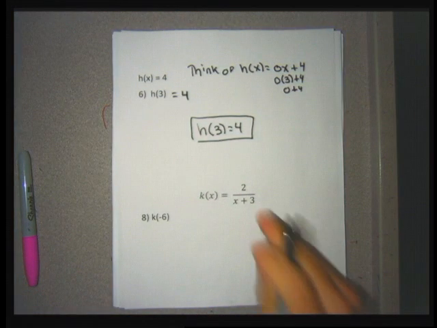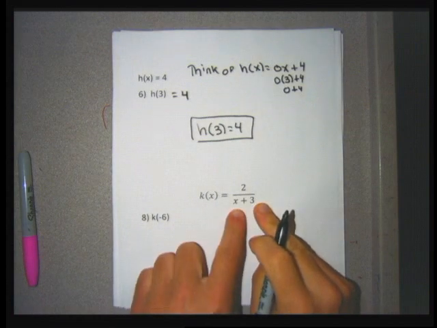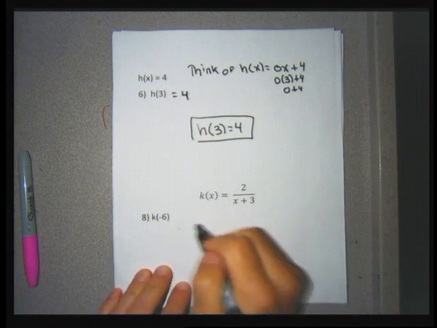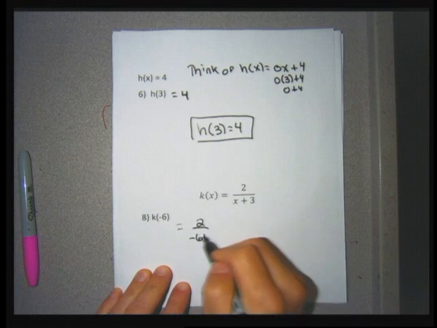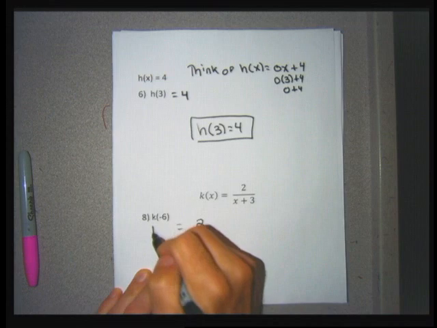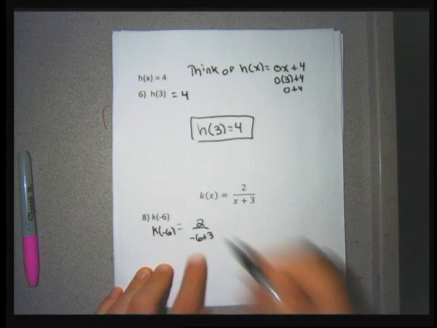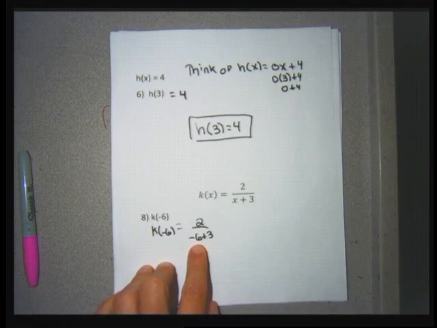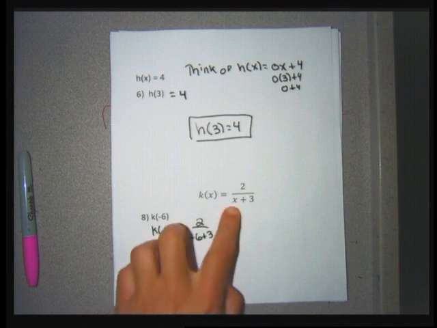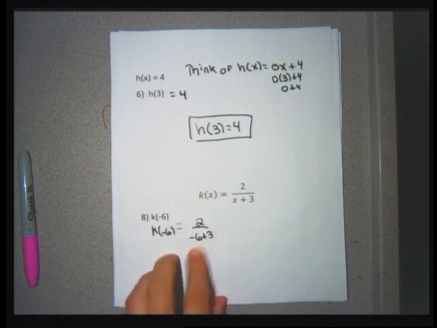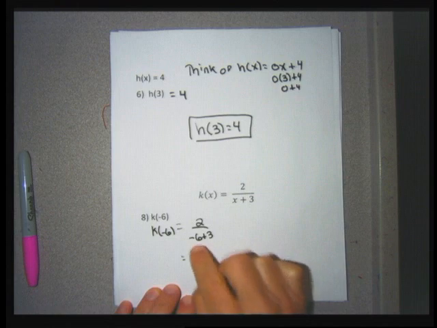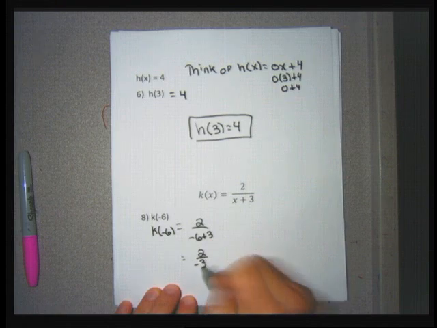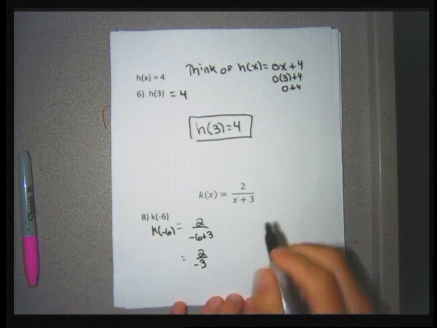For problem 8, I call out the k function, which I just copied and pasted so I didn't have to go searching for it. And I'm going to write 2 over -6 plus 3 equals the k of -6. Notice I didn't put the -6 in parentheses. It wouldn't be wrong to have it in parentheses, but because this x doesn't have a multiplication, negative, or an exponent, I didn't need to put it in parentheses when I did the substitution. Now I'm going to simplify the denominator. -6 plus 3 is -3. This is what k of -6 equals.